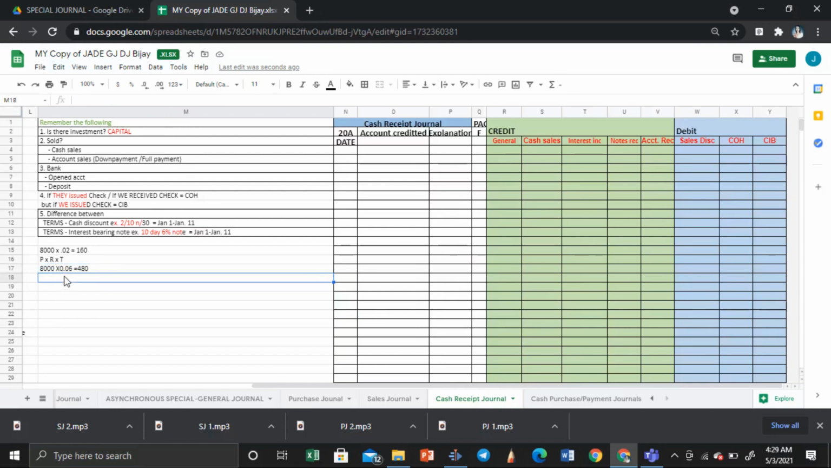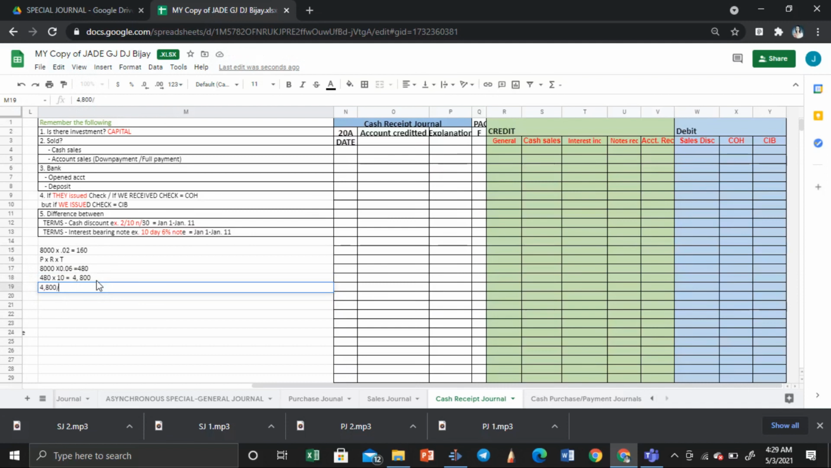Nag-come up ka pa lang kay 480. I-multiply mo pa yun sa time. Yung 480, ngayon, i-multiply mo saan? Sa 10 araw. Is equal to times 10. Ayan. 4,800. Done na ba? Hindi pa.